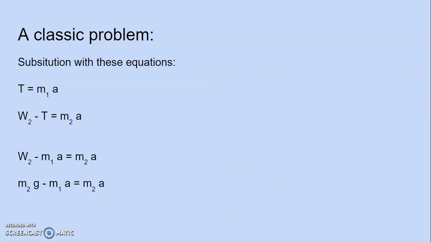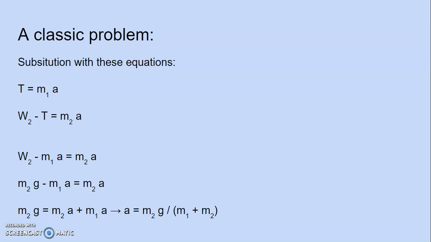Okay, the rest of this becomes some math. You do a little bit of substitution here. T equals M1A, W2 minus T equals M2A. That came from the previous page. And then you can do a little bit of plugging in. We plug into the second equation what T is equal to, and that becomes W2 minus M1A equals M2A. A little more algebra and a little more rearranging, and then finally we can solve for the acceleration, giving us M2G over the quantity M1 plus M2. And that is how we do one of these problems.